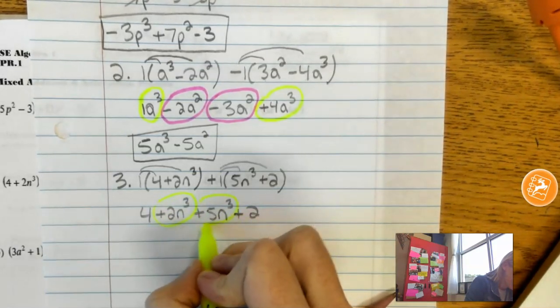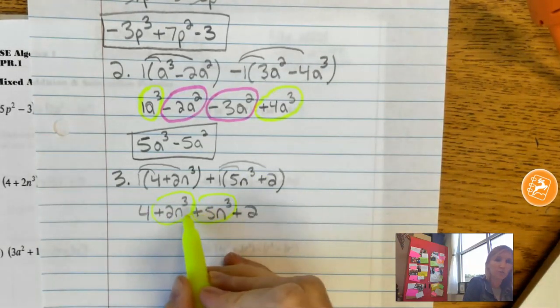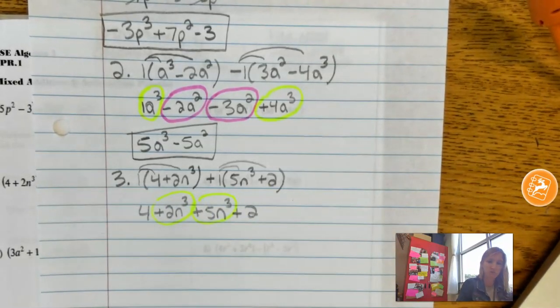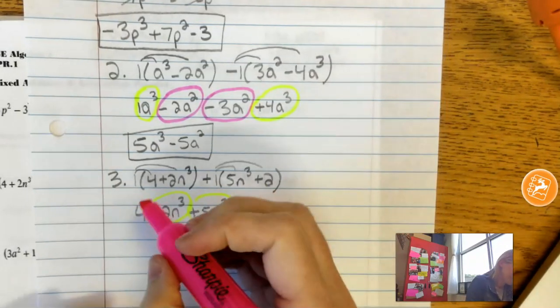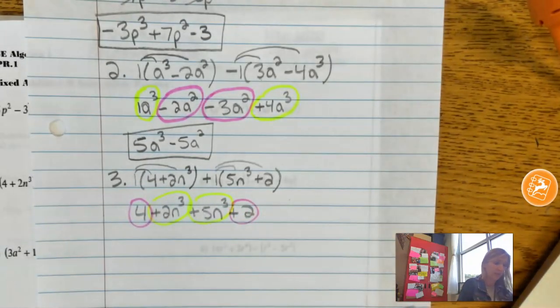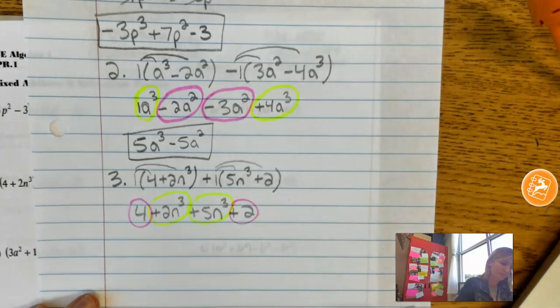I'm going to go ahead and identify my like terms. These 2 terms both have an n raised to the 3rd power, so they must be like terms. And these 2 are constants. Constants are always like terms.